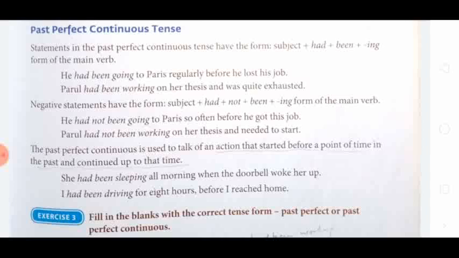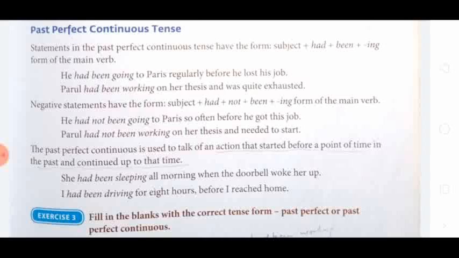The past perfect continuous is used to talk of an action that started before a point of time in the past and continued up to that time. Again, try to understand well. The past perfect continuous is used to talk of an action that started before a point of time in the past and continued up to that time.